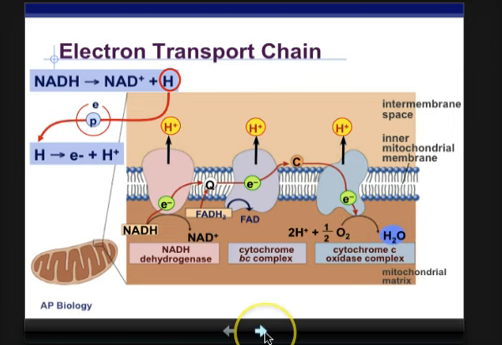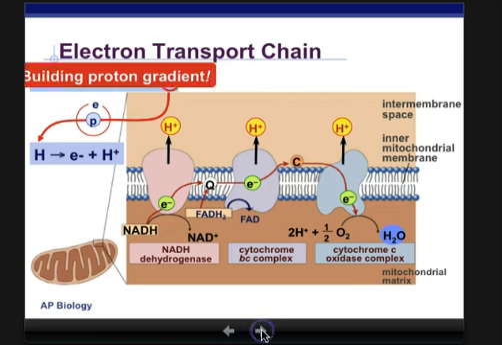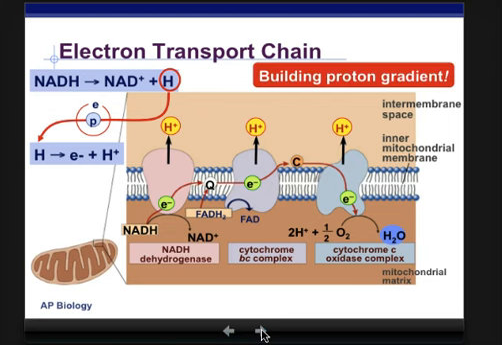And what was the whole point of this? Well, the whole point was to build a proton gradient. That's the big picture. Why do these carriers go through the electron transport chain? To create a proton gradient. That's why. What are we going to use that proton gradient for? Well, that's what we're going to use to make ATP.